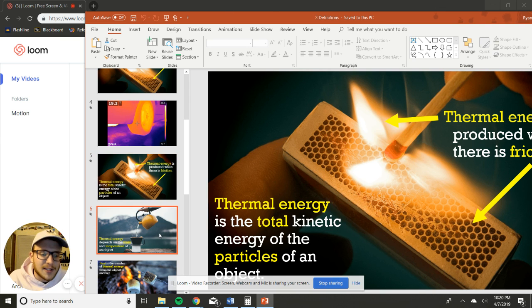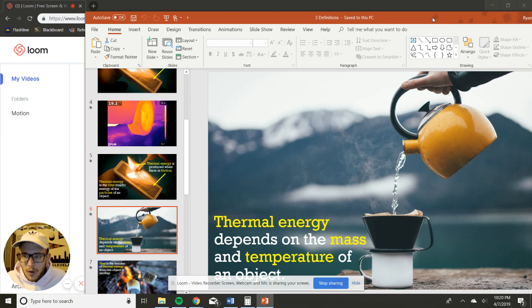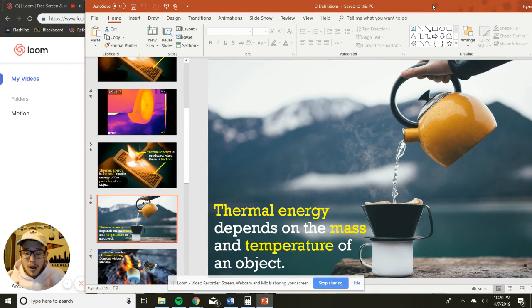Now let's take a look at this example. We got a teapot. What I did was I searched beautiful landscape teapot, and that's what showed up, that beautiful picture. I don't know who took that. But thermal energy depends on the mass and temperature of an object.